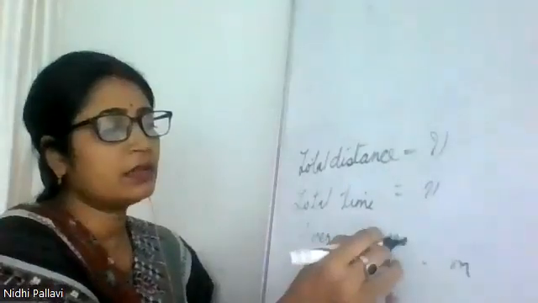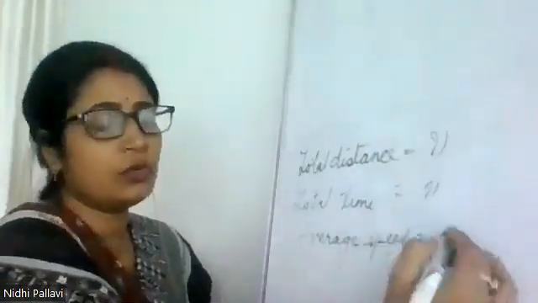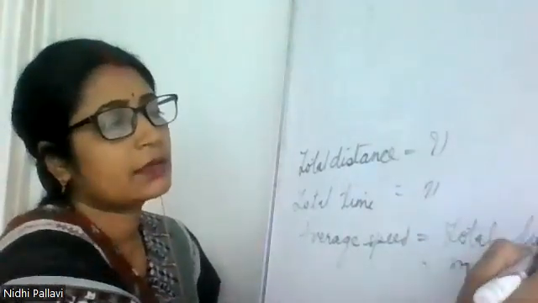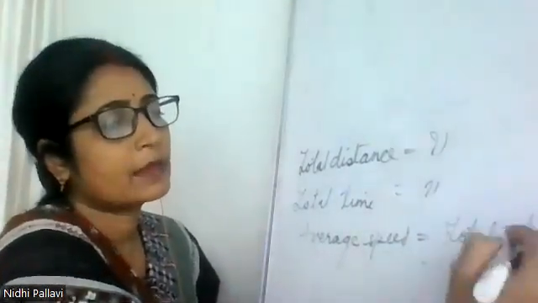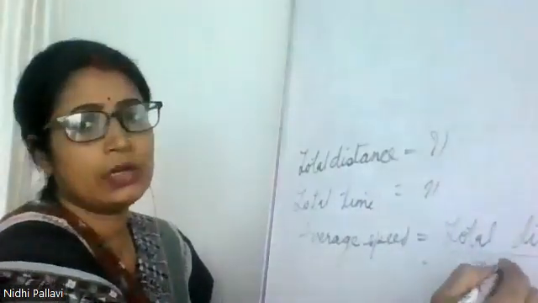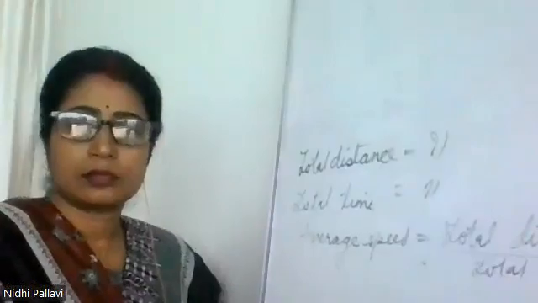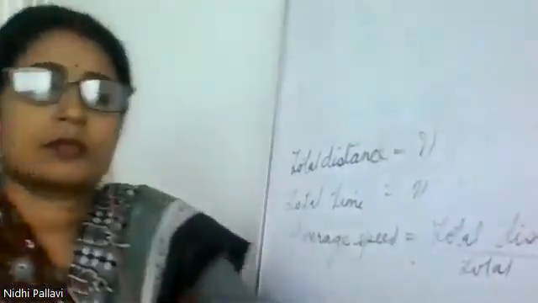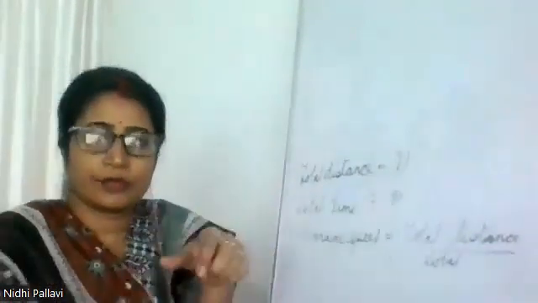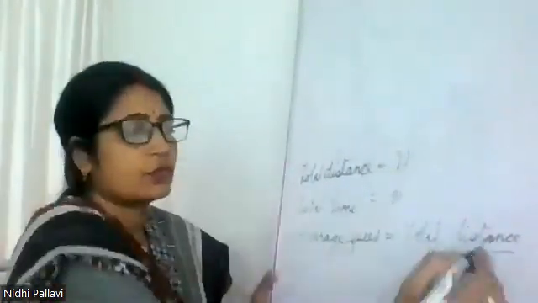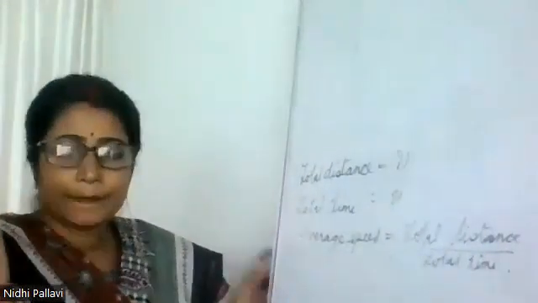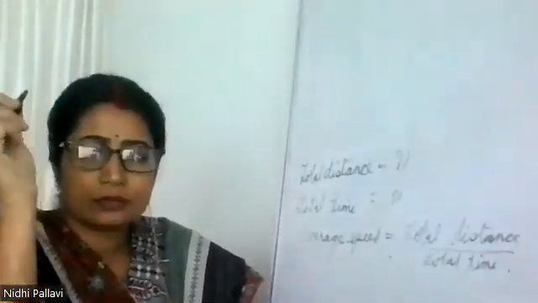Average speed is equal to total distance by total time. Yes, who has sent me the answer? One of you has sent me the answer. Total time. Do it fast.